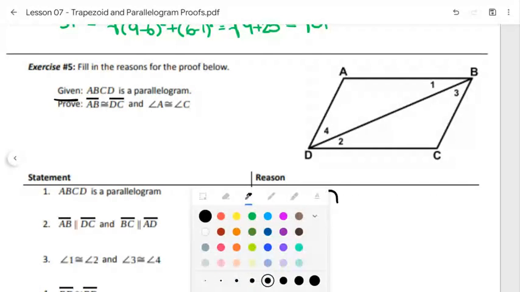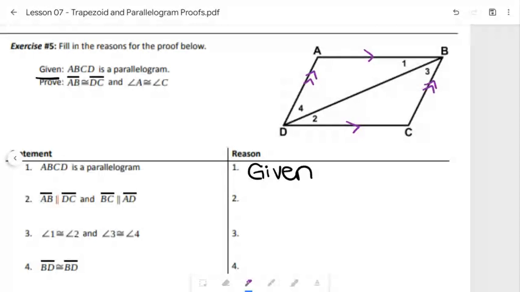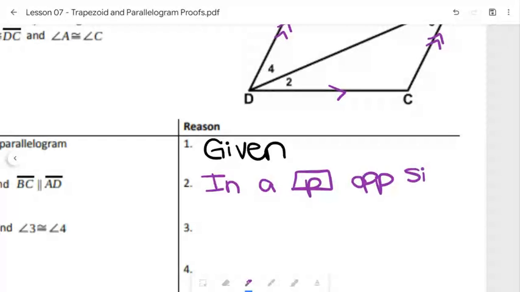Okay, then the next thing we do here is we talk about how AB is parallel to DC and AD is parallel to BC. So think about the shape it is. It's a parallelogram, so in a parallelogram, opposite sides are parallel.